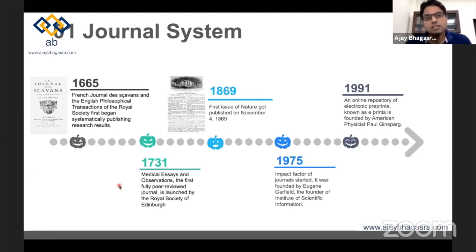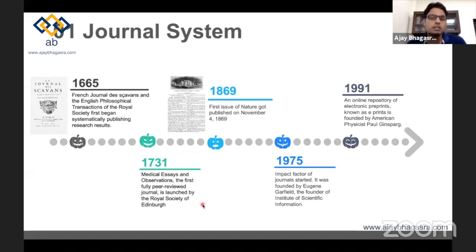Then there are some milestones which have happened across the timeline. Starting in 1665, we see that the first peer-reviewed journal was launched by the Royal Society of Edinburgh in 1731.